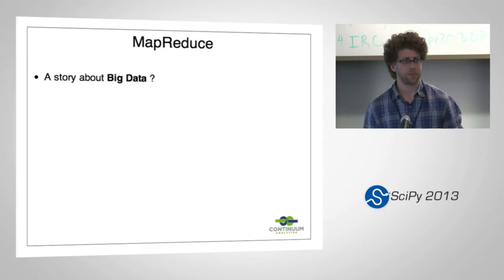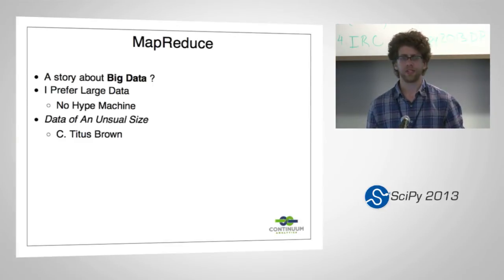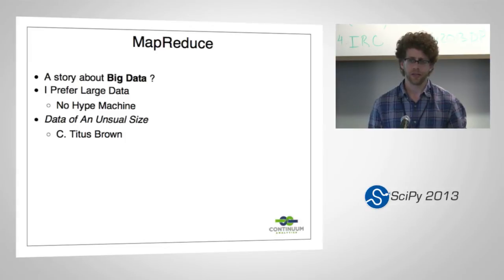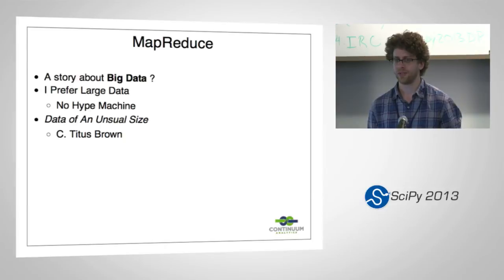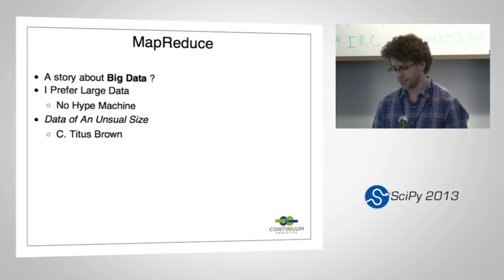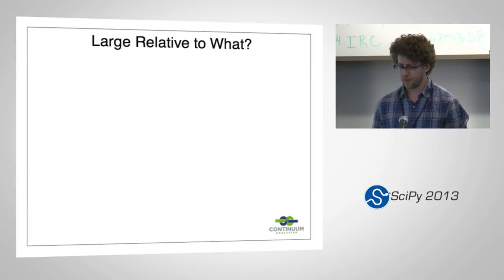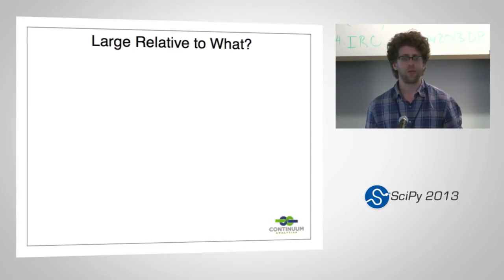All right. So MapReduce often gets wrapped up in this story about big data, right? I prefer large data. Really, large data doesn't have this whole hype engine around it. And actually, I like C. Titus Brown's comment, data of unusual size. So if you're a fan of Princess Bride, hopefully you appreciate that too, because he definitely does. But it's large relative to what, right? We need to know why we use MapReduce versus something else, right?